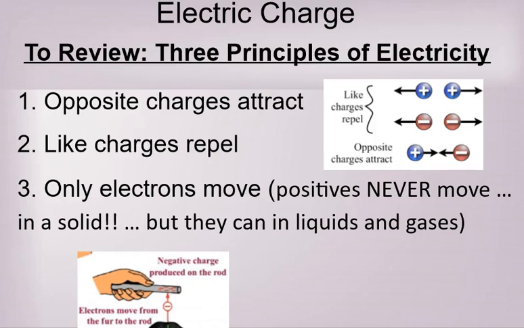So a positive is attracted to a negative. Second thing is that like charges repel. Two negative charges are going to repel. Two positive charges are going to repel.